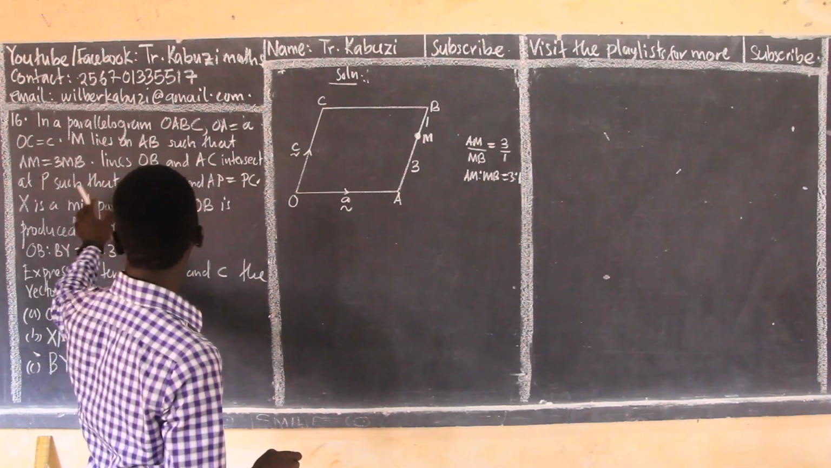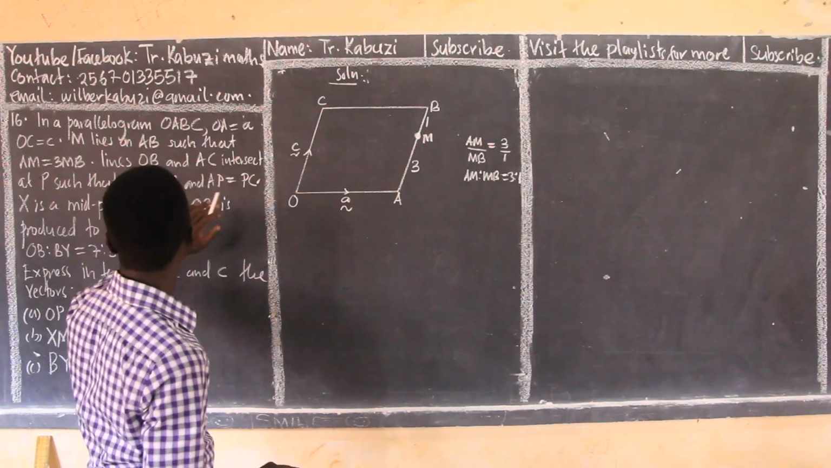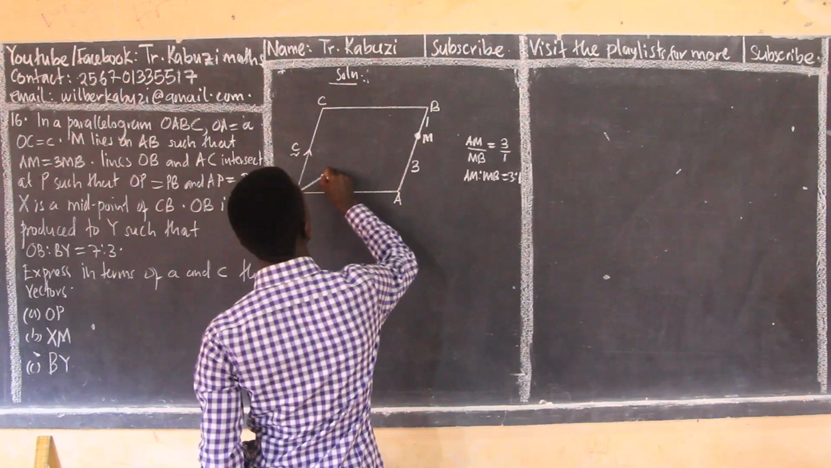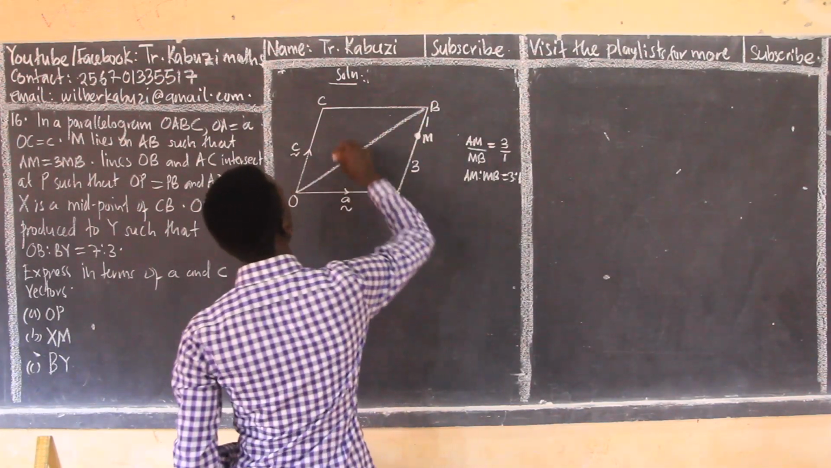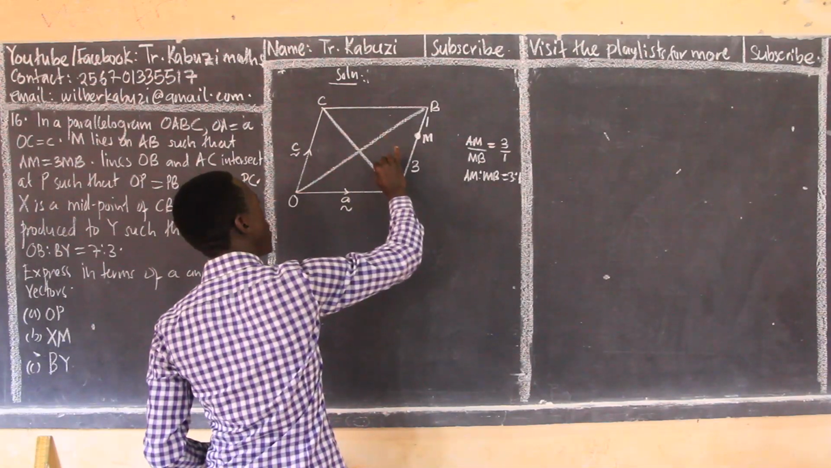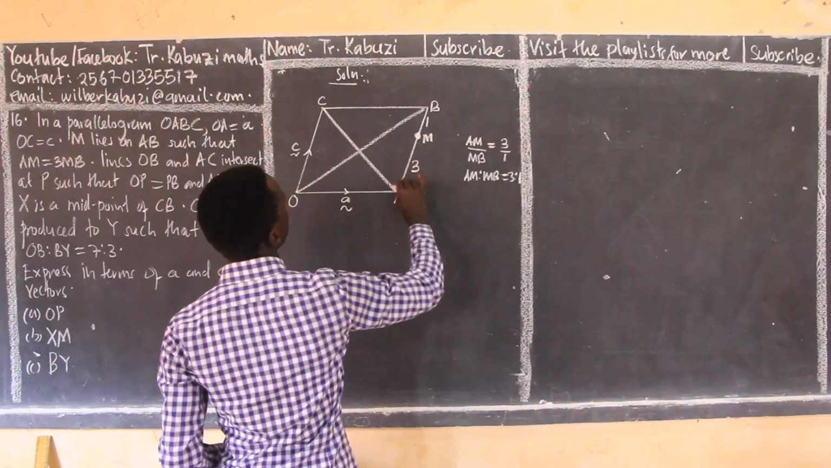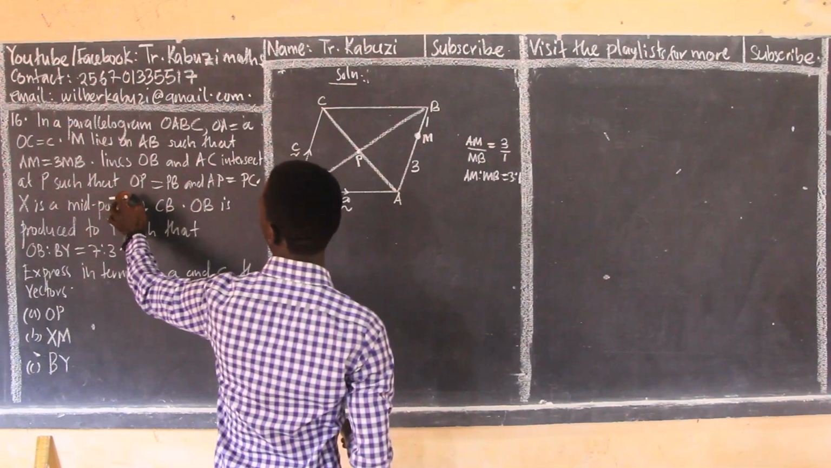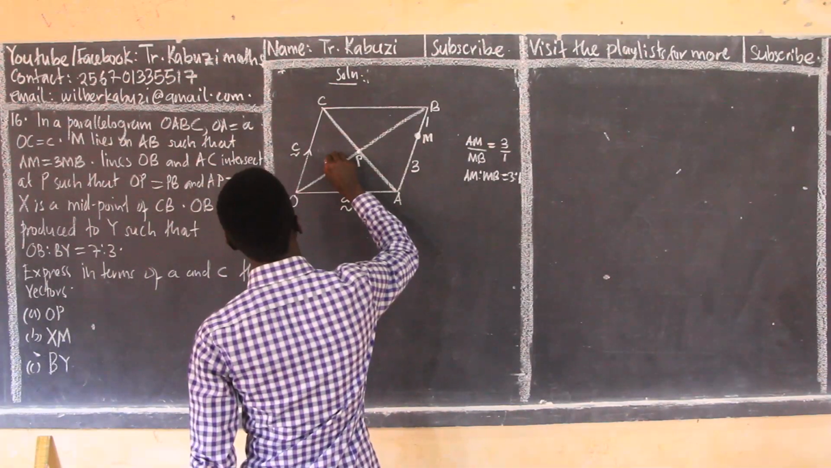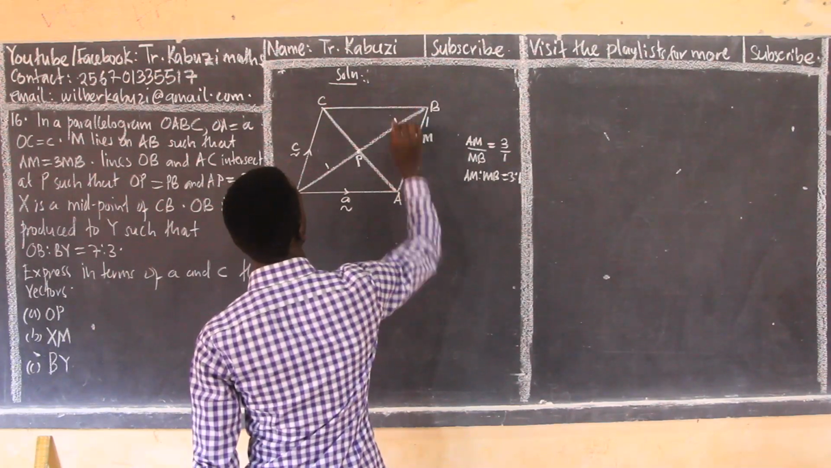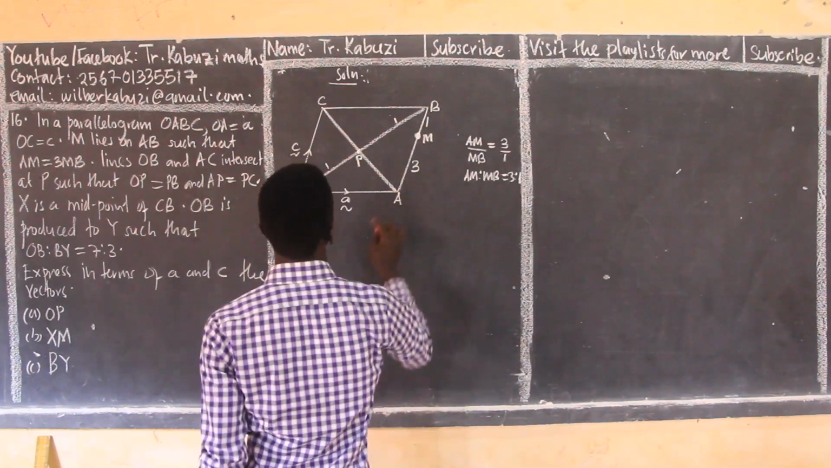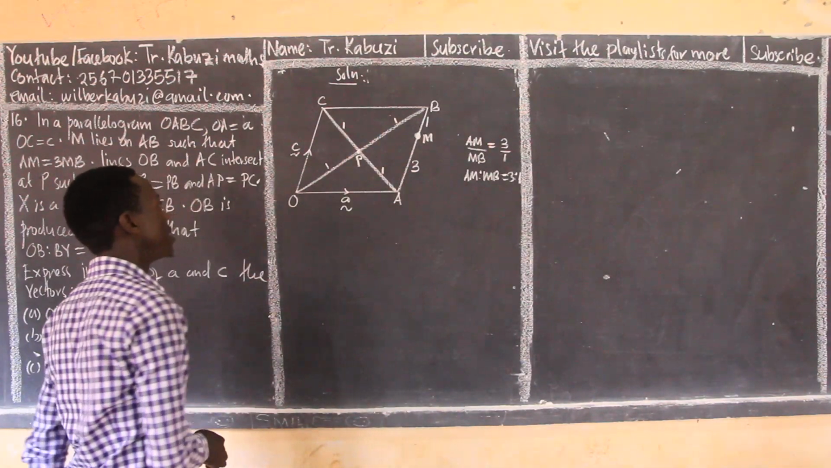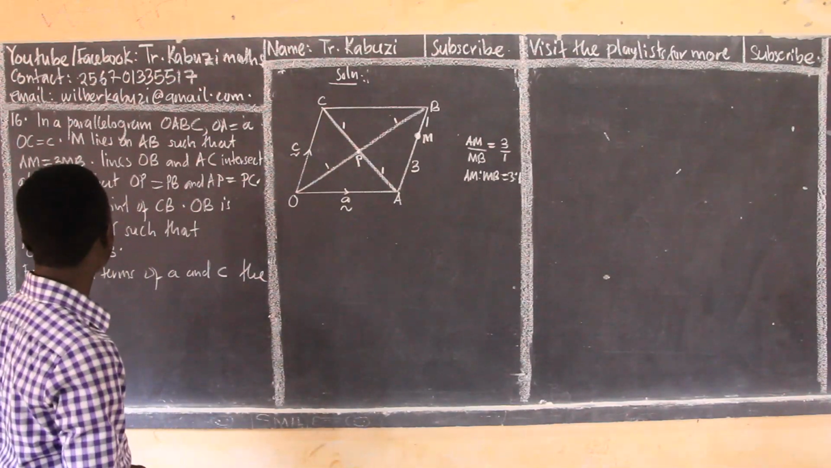Now they're also telling us that lines OB and AC intersect at P. So this is my OB. I join my OB there, and then AC is there also. They're telling me that these two lines intersect at P. So this is my point P, such that OP equals PB. So this one is ratio 1, and this one will also take ratio 1. And AP will also be ratio 1, and PC will also be ratio 1 because they are equal. So in simple terms, P is the midpoint of these two diagonals.